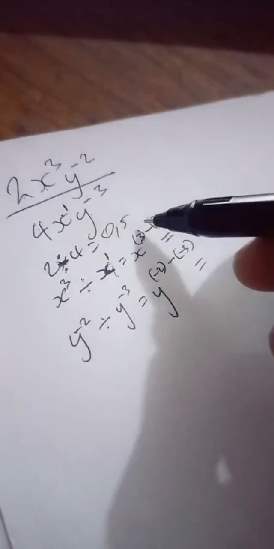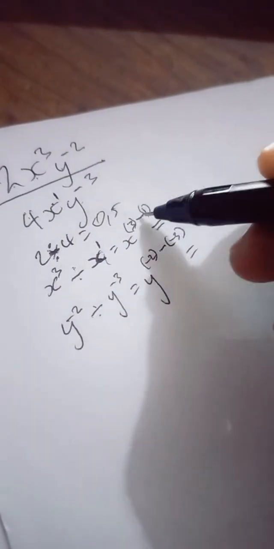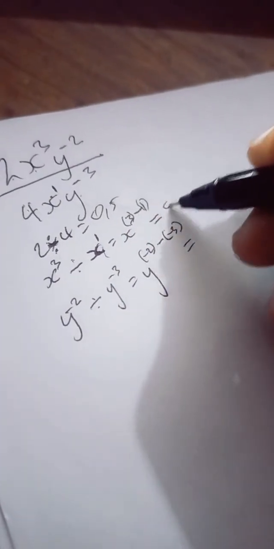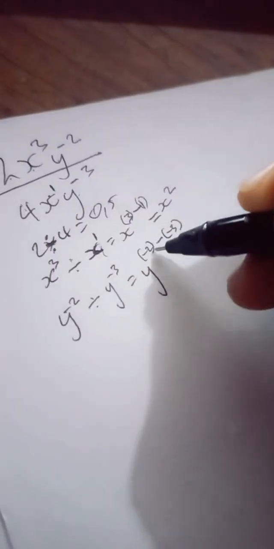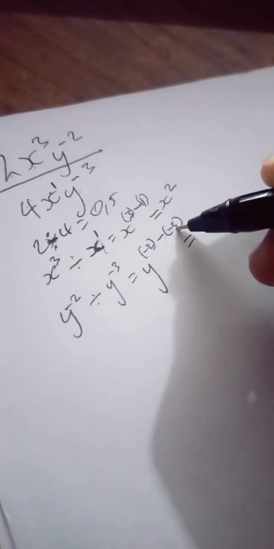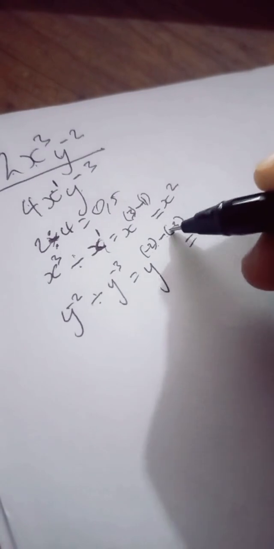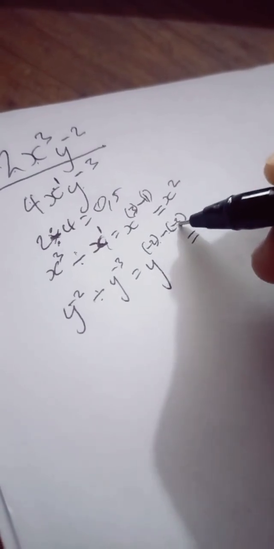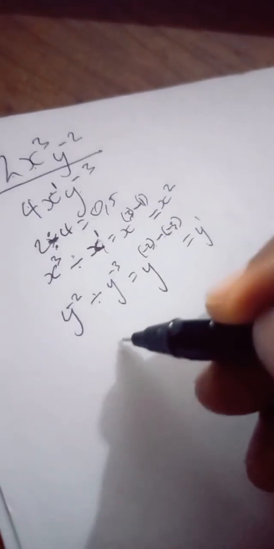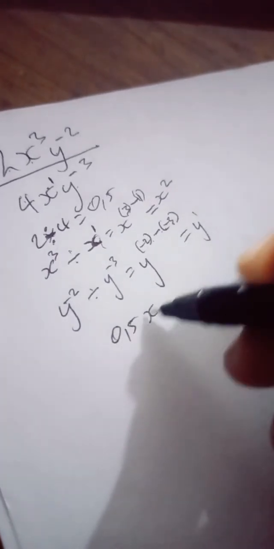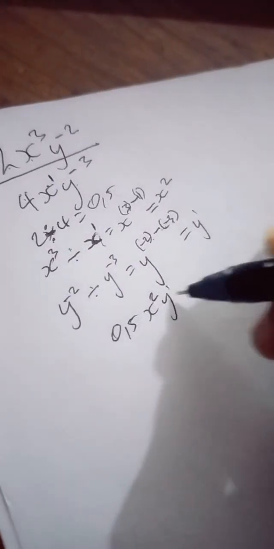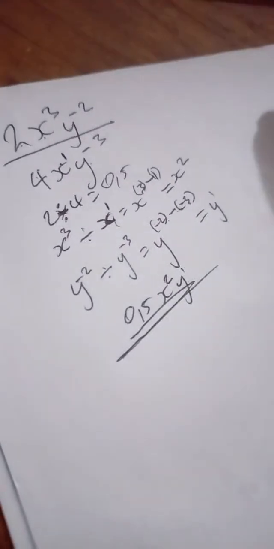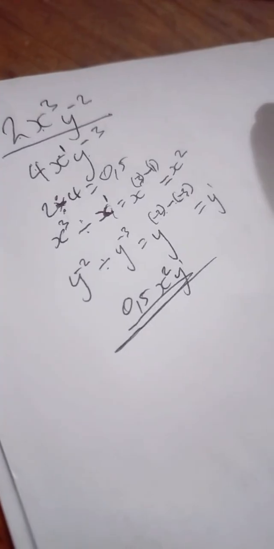So here you are going to say 3 minus 1, 2. X to the power 2. Negative 2 minus minus 3. So this is going to change to plus. So negative 2 plus 3, which is 1, y to the power 1. So our answer is going to be 0.5 x squared y to the power 1. Like this. Yes.